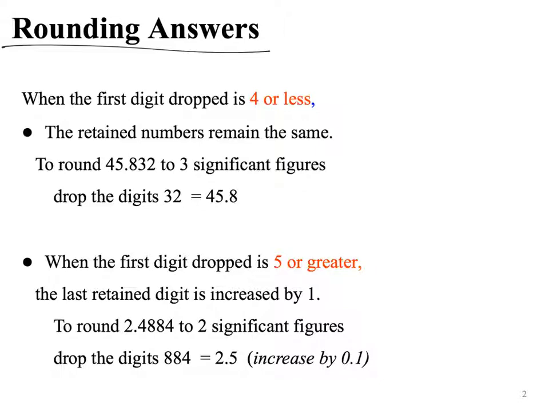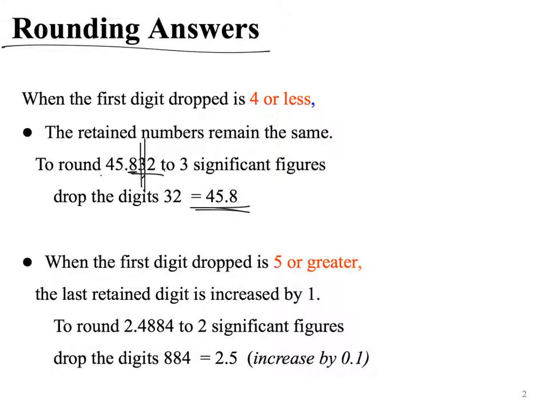When the first digit dropped is 4 or less. For example, in this case, we have 45.832. If we want to cut here to 3 significant figures, we take a look. We're going to cut it right here where this 8 is. We look to the right, it's a 3. Therefore, it's less than 4, so we don't do anything. And we just keep it as 45.8 if we want to round to 3 significant figures.